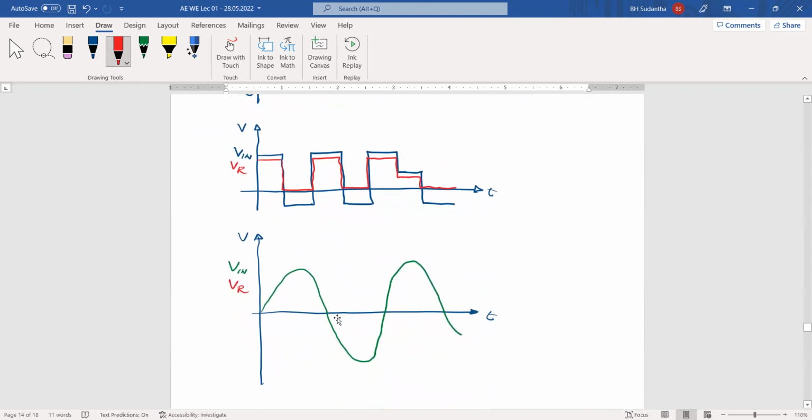What about this? It's going slightly below the input voltage. And after that, during this region, it's reverse biased. Then it's 0.